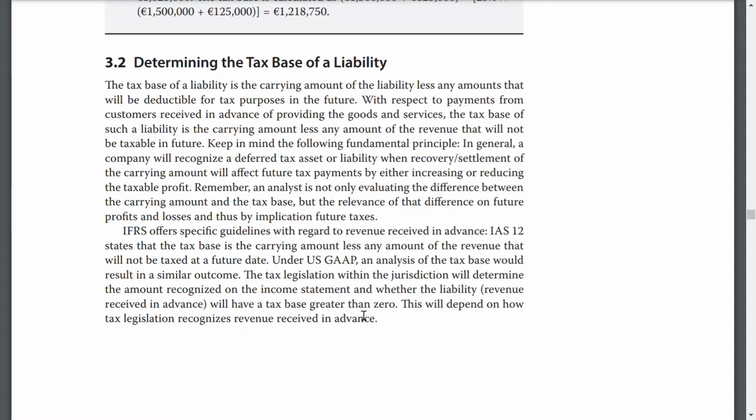IFRS offers specific guidelines with regards to revenue received in advance. IAS 12 states that the tax base is the carrying amount less any amount of revenue that will not be taxed at a future date. Under US GAAP, an analysis of the tax base will result in a similar outcome. The tax legislation within the jurisdiction will determine the amount recognized on the income statement and whether the liability will have a tax base greater than zero. This will depend on how tax legislation recognizes revenue received in advance.